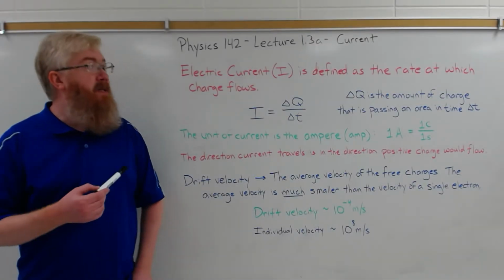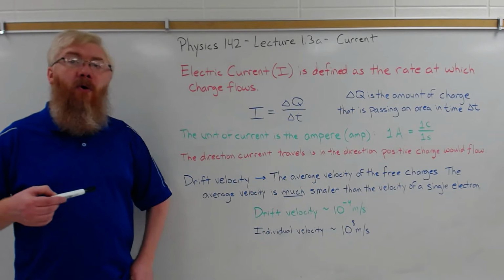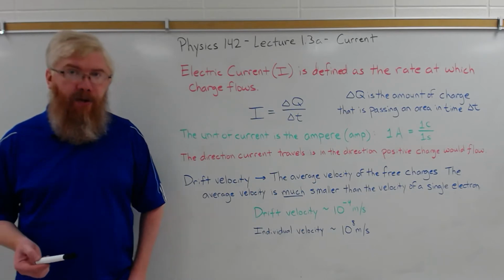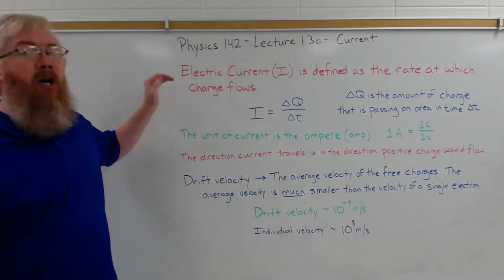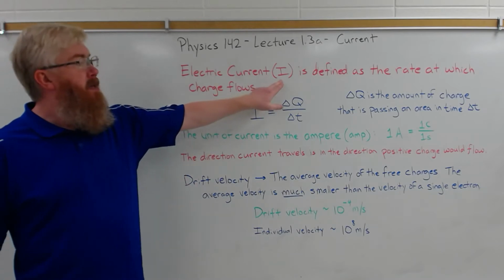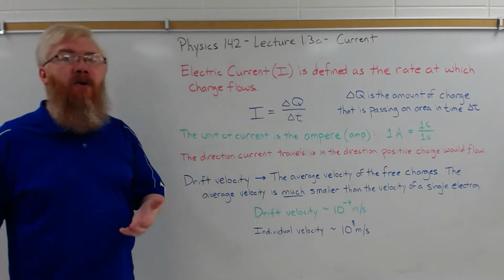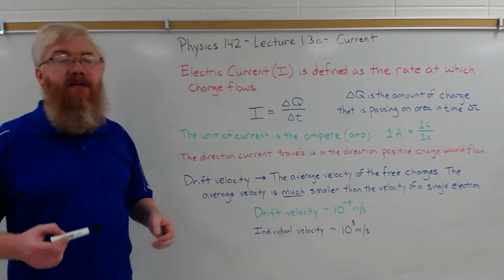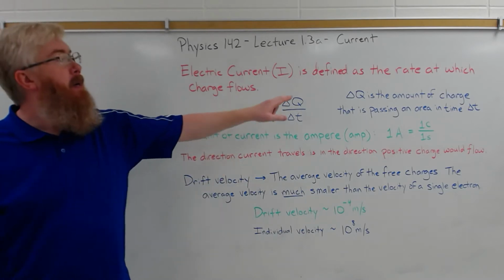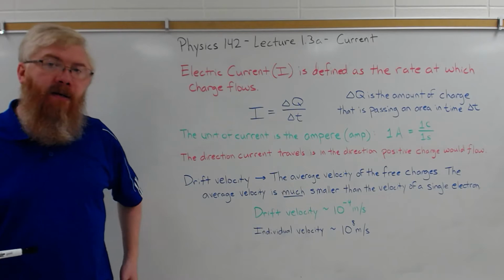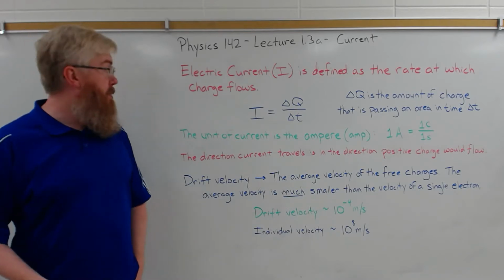For this set of lessons, lessons 1.3, we're going to be talking more about current in circuits. So electric current, the symbol used is an I. Sometimes it's lowercase, sometimes it's capital, and your book tends to use a capital I for the current.